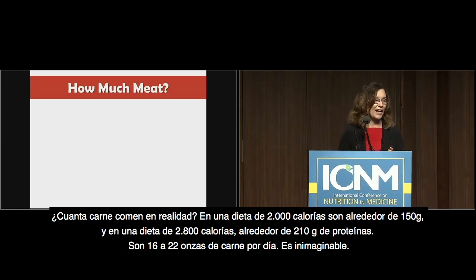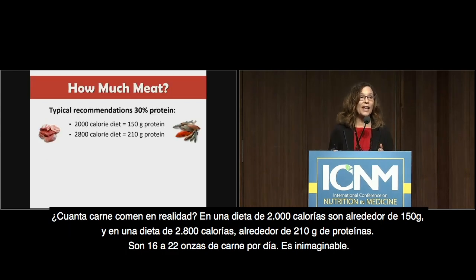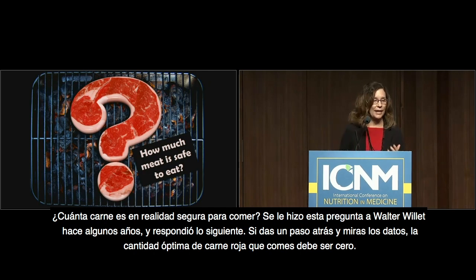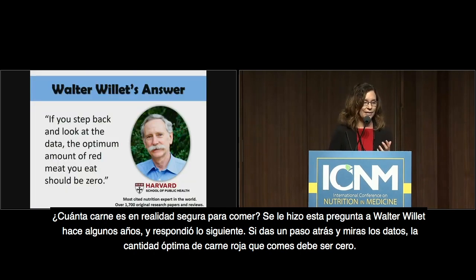How much meat are they actually eating? Well, in a 2,000 calorie diet, it's about 150 grams, and in a 2,800 calorie diet, about 210 grams of protein. And so it's 16 to 22 ounces of meat per day. It's unbelievable. How much meat is actually safe to eat? Well, Walter Willett was asked this question several years ago, and he answered the following. If you step back and look at the data, the optimum amount of red meat you should eat would be 0.